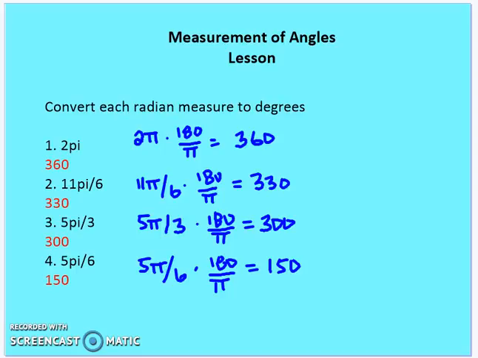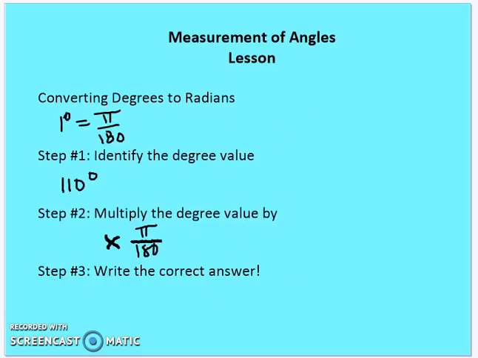I have 2 pi times 180 over pi is 360 degrees. 11 pi over 6 times 180 over pi is 330 degrees. 5 pi over 3 times 180 over pi is 300 degrees. 5 pi over 6 times 180 over pi is 150 degrees. All right, so let's move on.